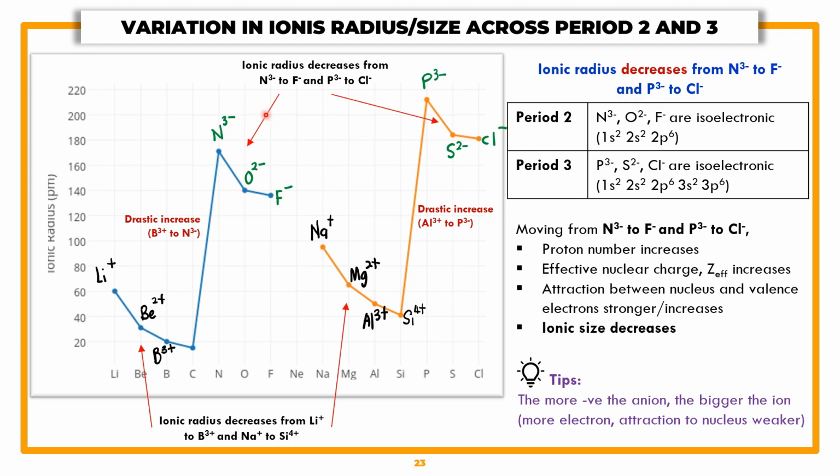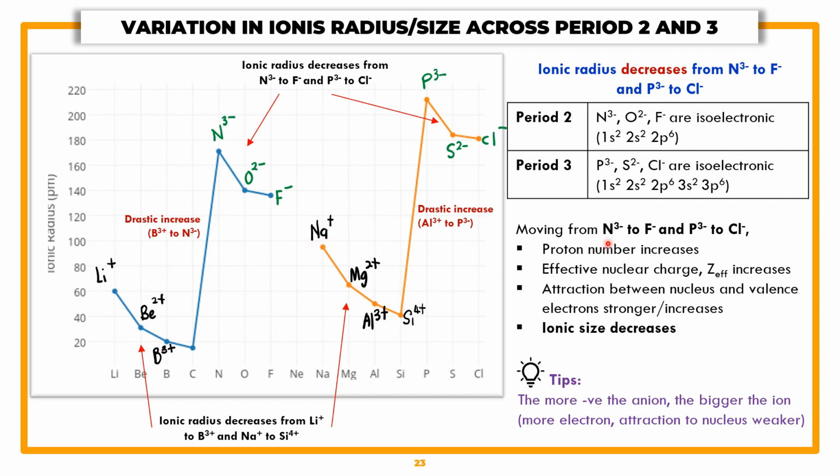So for period 2 and ions here, these ions are isoelectronic, okay, because they have the same electronic configuration like this. And for this ion in period 3 as well, they are isoelectronic because they have this same electronic configuration. So again, to explain the variations of the anion across the period, we will use the same explanation like what we did for the cation.